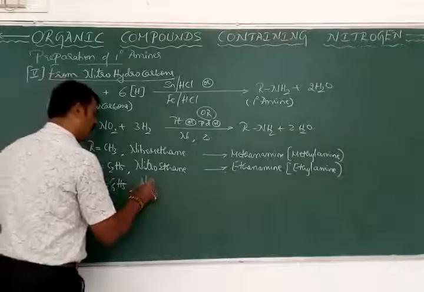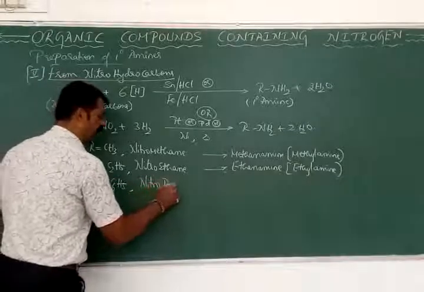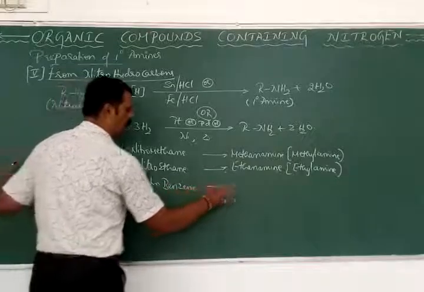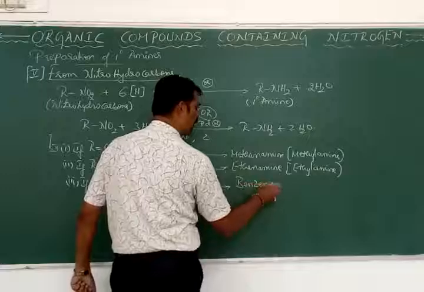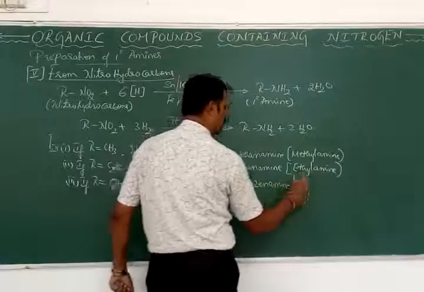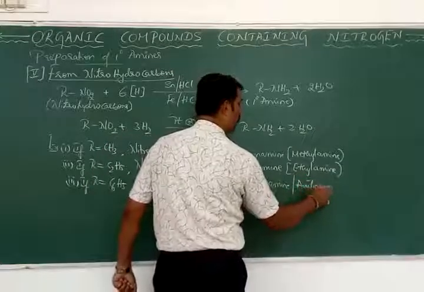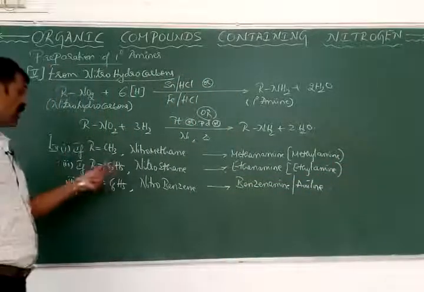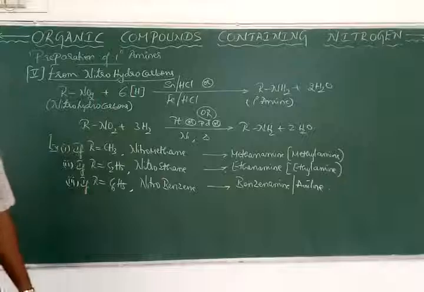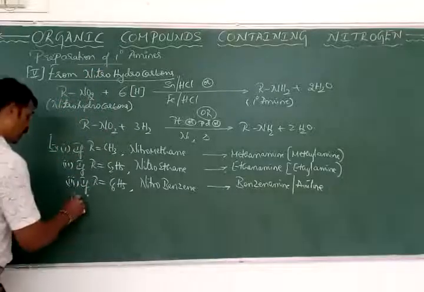Suppose if R is equal to C6H5, then it is called nitrobenzene. The reactant is going to be nitrobenzene. R is equal to this one means it is going to be benzenamine. Benzenamine is also called by another name. It is called aniline. Aniline and benzenamine is prepared by the reduction of nitrobenzene using tin in presence of HCl or iron in presence of HCl.